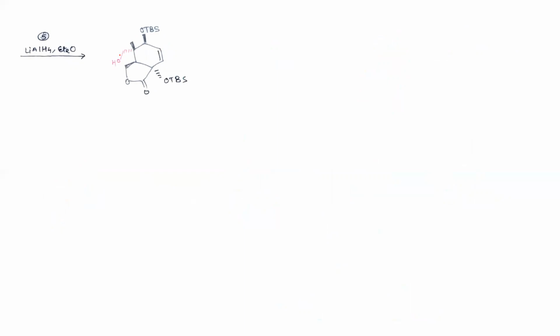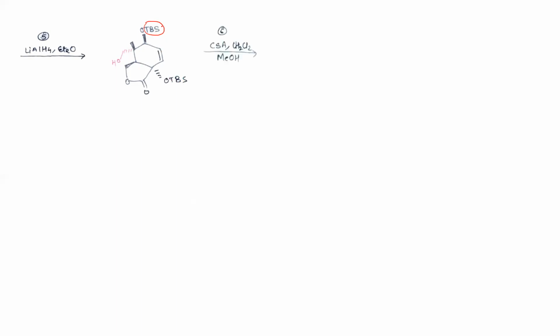The next part is deprotection. We are going to remove this protecting group. Now reduction is done, so the next part is to remove the protection of this OH group. Now why this OH group? Because if you compare the two, this is less hindered, and therefore the deprotection of this will be very easy.